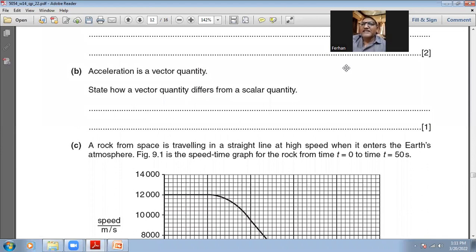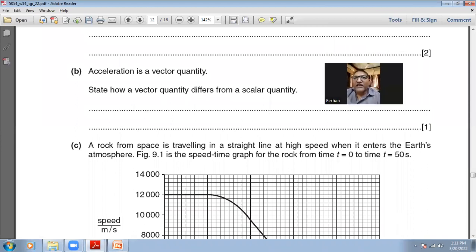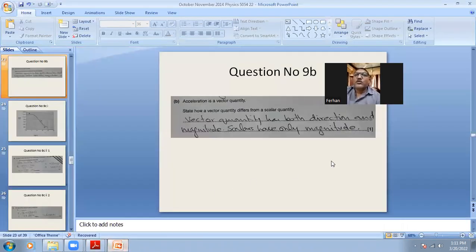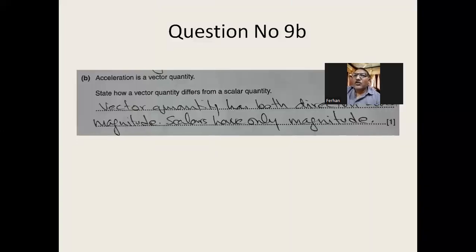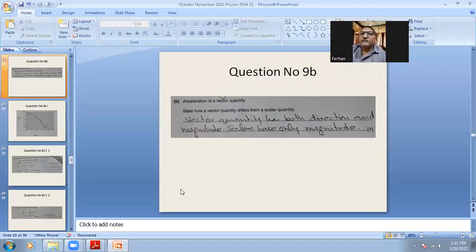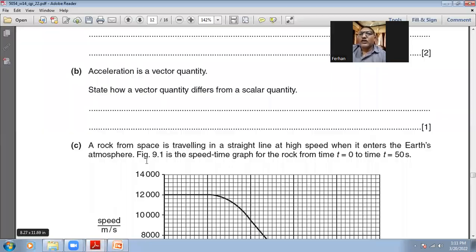The B part says acceleration is a vector quantity. State how a vector quantity differs from a scalar quantity. You see, the vector quantities are described completely by direction and magnitude, but the scalar quantities are only described completely by their magnitude. So the vector quantities have direction, but the scalar quantities don't have direction. Here we go. Vector quantities have both direction and magnitude. Scalars have only magnitude.